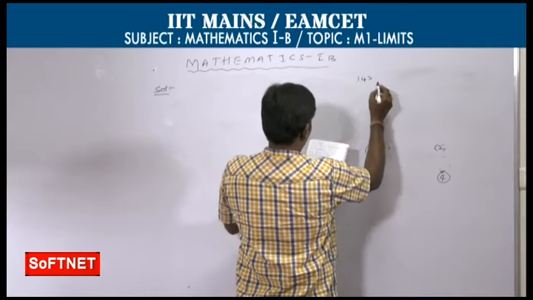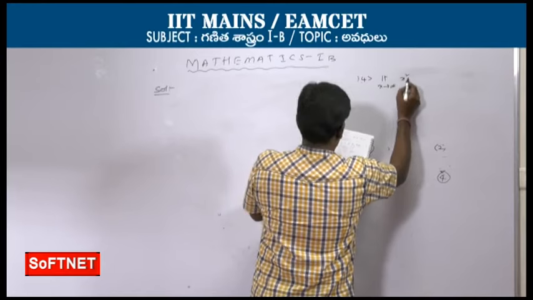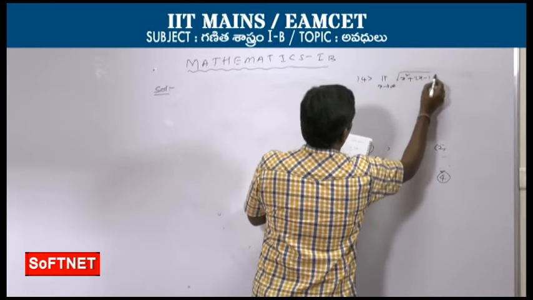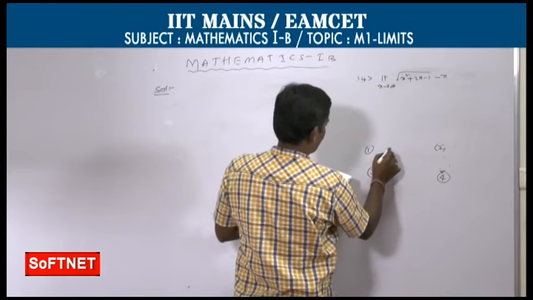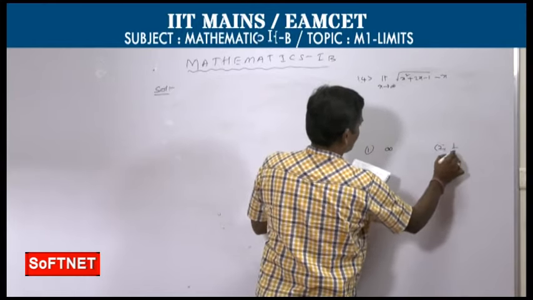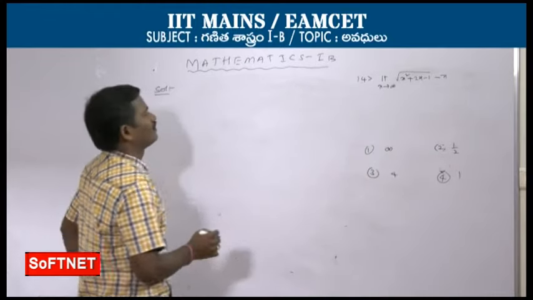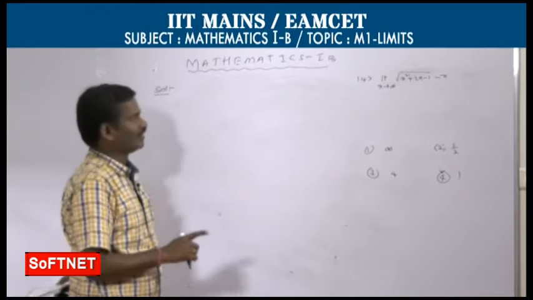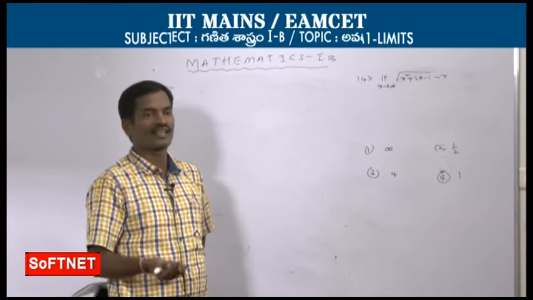15th question. Limit x tends to infinity, square root of x square plus 2x minus 1, minus x. Options are infinity, 1 by 2, 4, 1. So, limit x tends to infinity and we have a function. For this type of question, we need to rationalize the term.